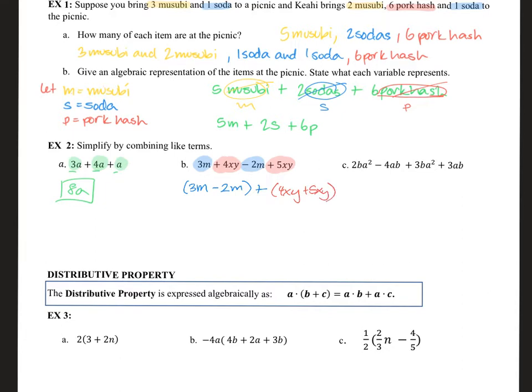So adding up the like terms, this is going to equal, well, 3m minus 2m. So you had 3 musubis, you ate 2 of them, how many do you have left? 1 musubi. Plus, and I'm going to go ahead and keep with blue here. So you have 4xy's and 5xy's.